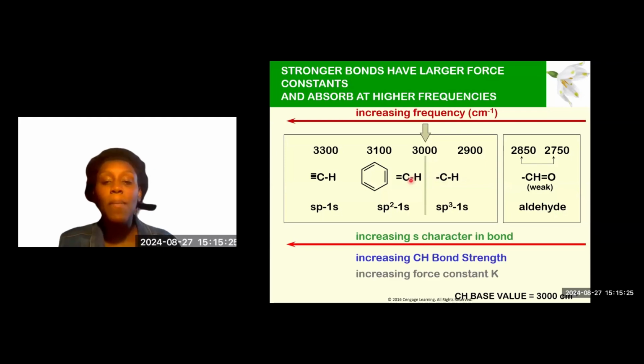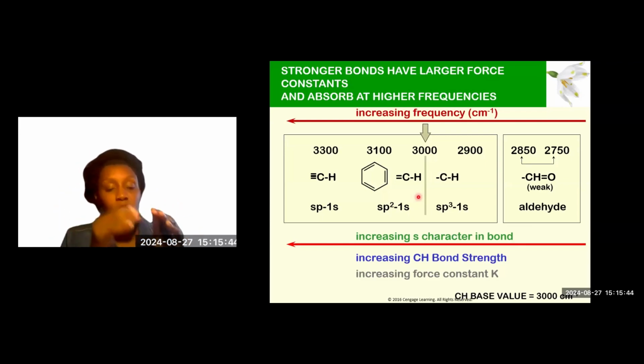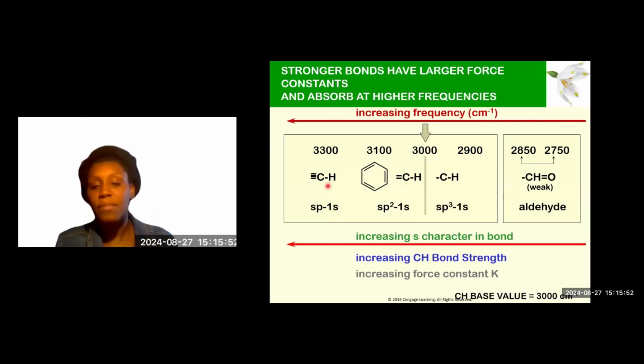But then when you have your double bonds, your carbon hydrogen based on this double bond here, the bond between the carbon and the hydrogen of the double bond is going to be stronger. I don't know if you guys remember in chapter 2, we were looking at these bond strengths. And if you notice, as the bond strength increases, so does the frequency. And so you have your arene, and then ultimately you have your alkyne here. All right. And so again, as the bond strength increases, the force constant K is increasing.